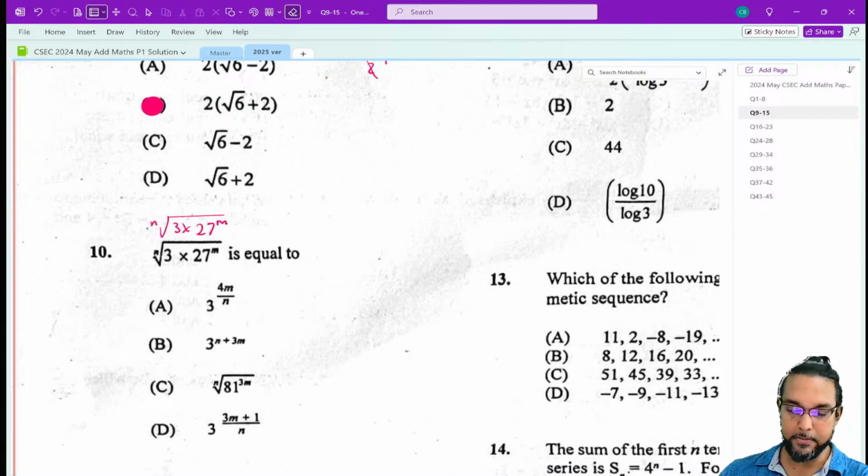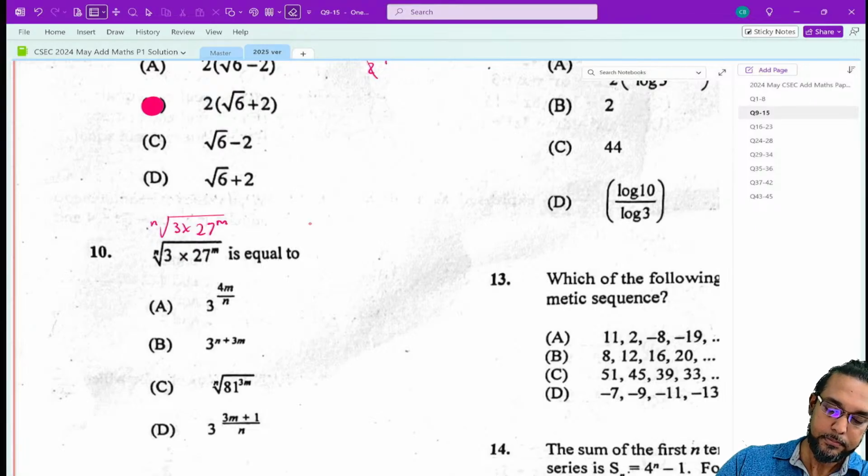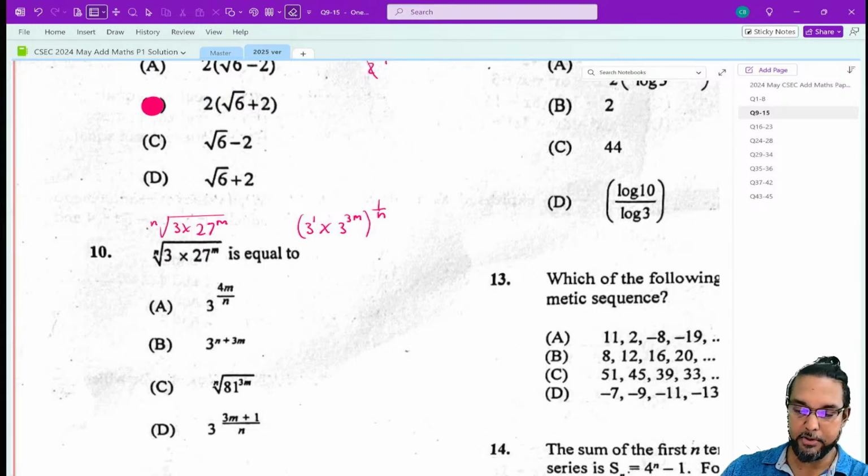Okay, that's where my time goes, rewriting stuff. So what we're going to do, let's put that 3 to the power 1. 27 is 3 cubed, so 27 to the m is 3 to the power of 3m. And then we put that as a rational index, right? When you're multiplying and you have the same base, what do we do with the indices, ladies and gents?